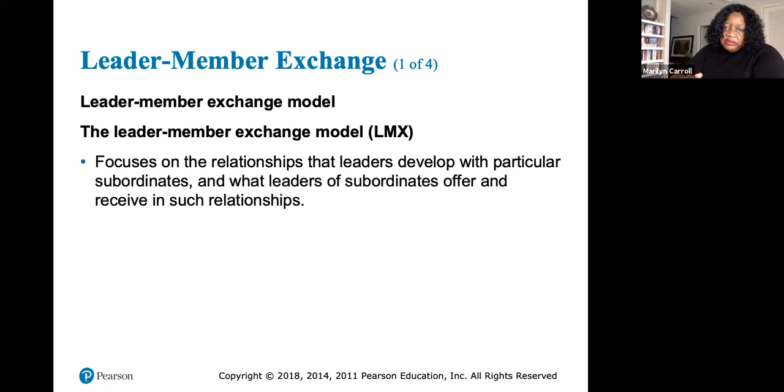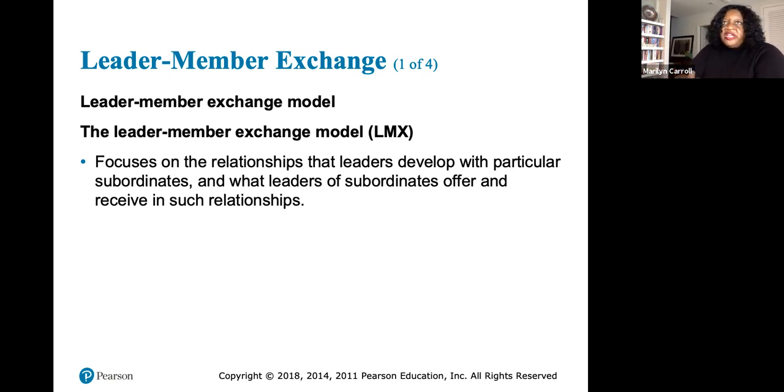Leader-member exchange focuses on the relationship that leaders develop with particular subordinates, and what leaders and subordinates offer and receive in such relationships. It could be, I hired my friend Jane, and she's my friend, we have a relationship, and therefore, based on that relationship, I'm going to give her X, and I'm expecting X of her. And it may be different than what you're doing with all the other employees.